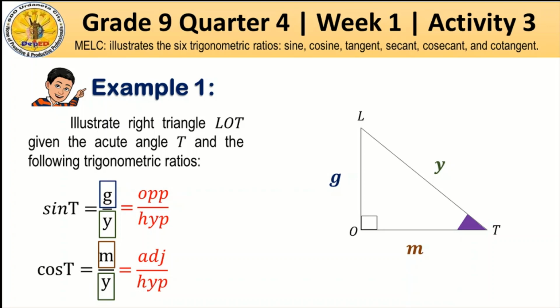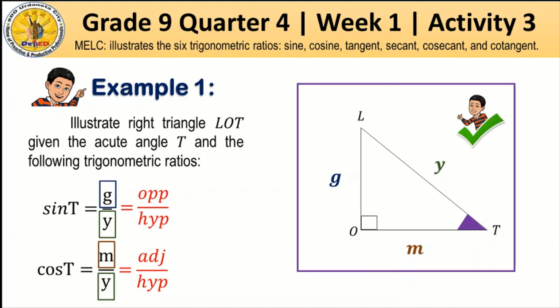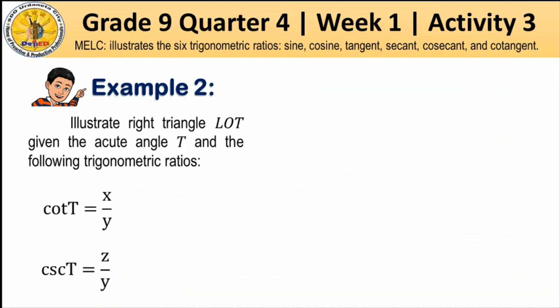Now, this is what we are looking for. The illustration of the right triangle with reference angle at angle T and given sine T is equal to G over Y and cosine T is equal to M over Y. As easy as that. Next example.